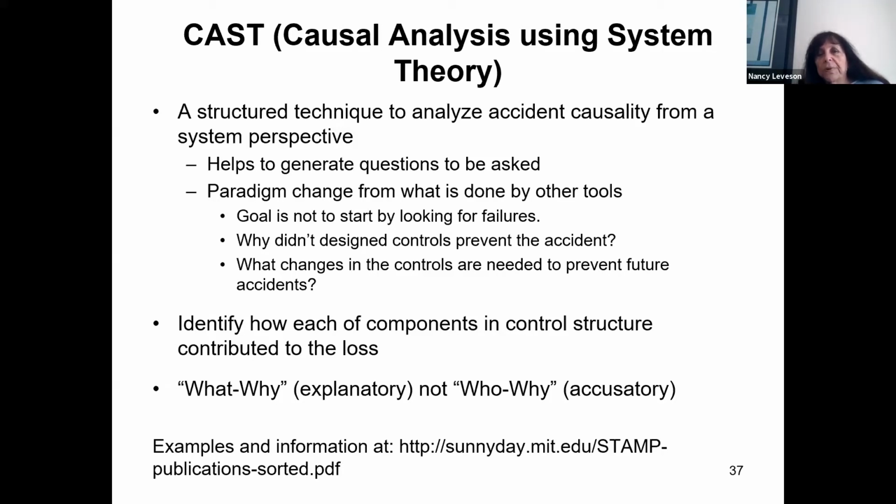And it starts by identifying how each of the components in the control structure contributed to the loss. It's what, why, not who, why. I have a website there. We have all kinds of publications and lots of examples of CAST analyses. So if you want to look at them in just about any field, they're there.